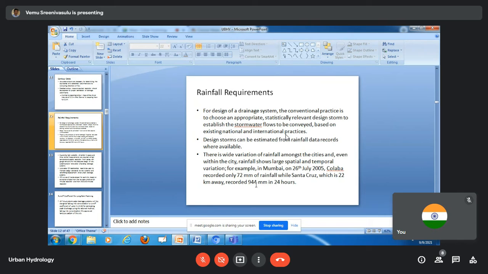So what I am trying to say is that you should have a dense rain gauge network over the city, so that we can minimize the error, and you can represent almost a real picture. Right?